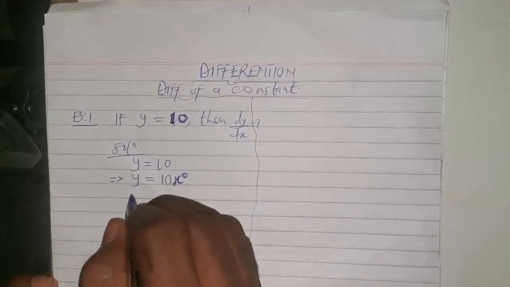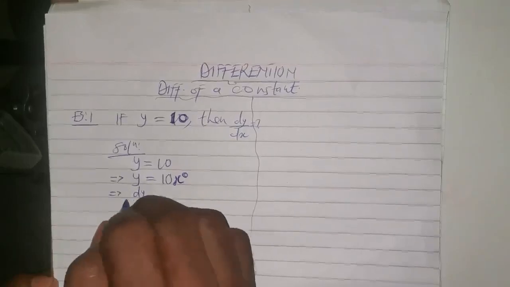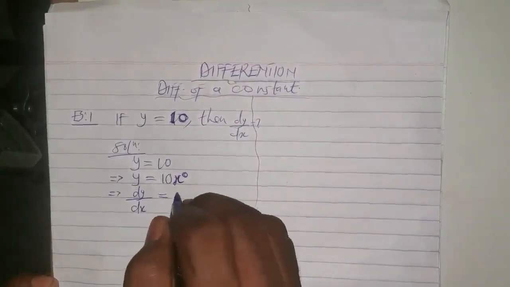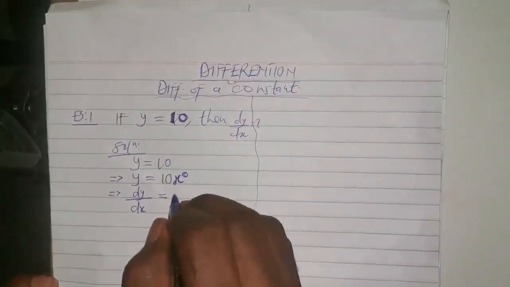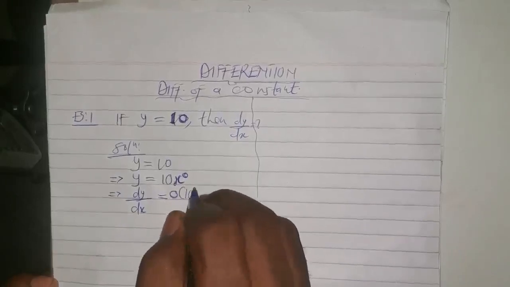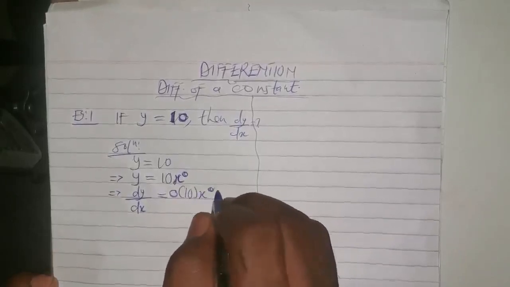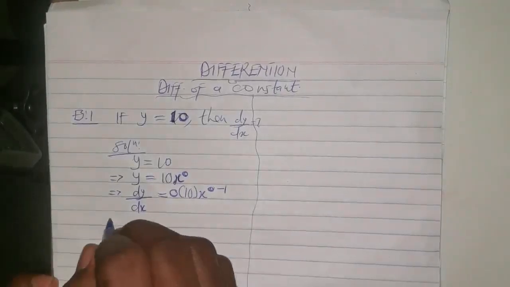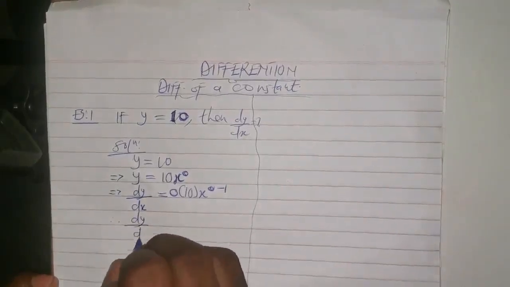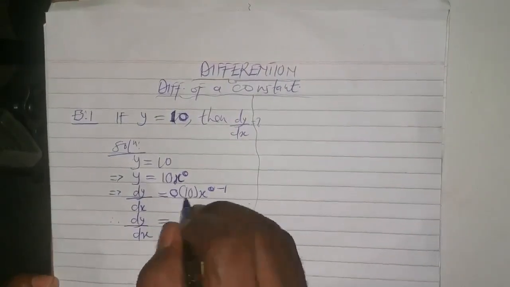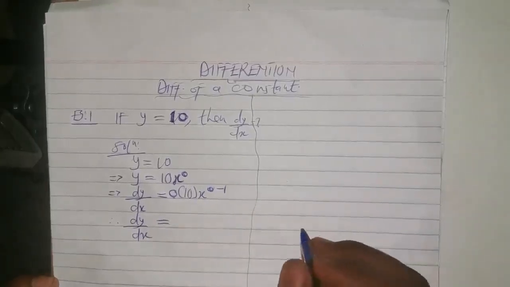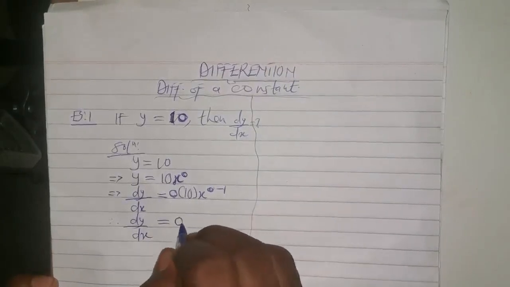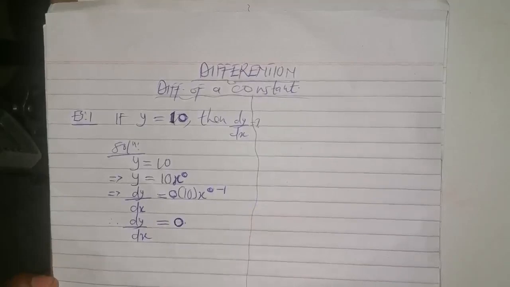So if I want to differentiate y, the same rule of differentiation still applies. The 0 comes and multiplies the 10, and I subtract 1 from the 0. So it becomes 0 multiplied by 10, and I have x to the power 0 minus 1. I hope that is clear. Therefore dy over dx is equal to 0 multiplied by 10. Any number multiplied by 0 is 0, so all the terms here will be 0. So it will be 0. I hope that is clear.